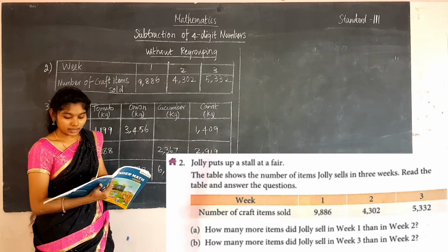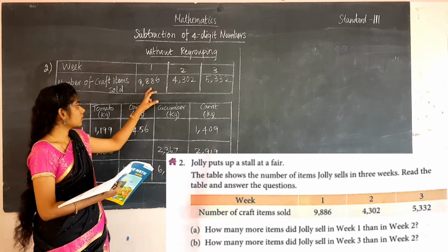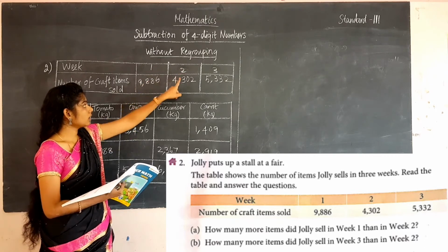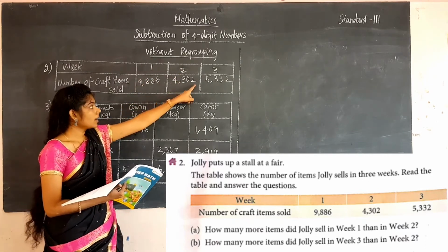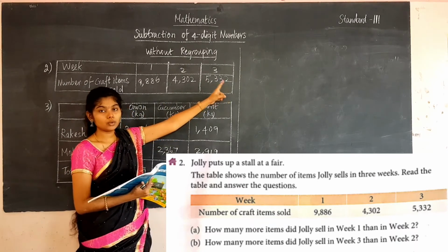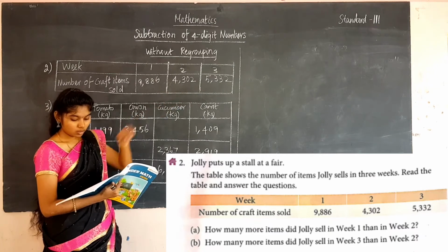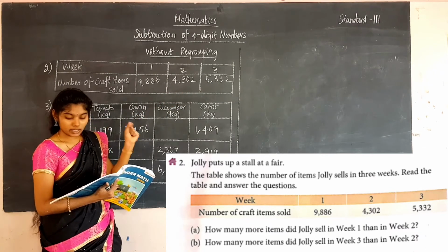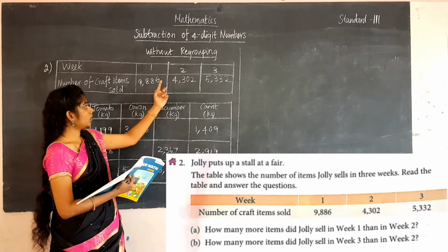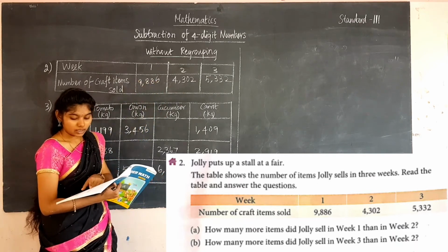How many more items did Jolly sell in week 1 than in week 2? So here there are numbers given. How many items? 9886 in the first week, in the second week 4302 and in the third week 5332. The first question compares the first week and the second week. How many more items did Jolly sell in week 1 than in week 2? How many more have they sold? We have to find.